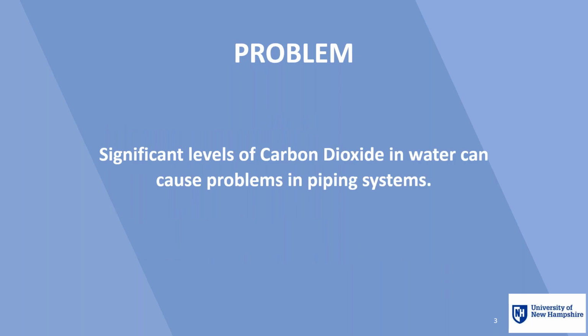So the basic problem is that significant levels of carbon dioxide in water can cause problems in piping systems. So how does the carbon dioxide get into the groundwater to begin with? It can happen through microbial respiration or the oxidation of organic.